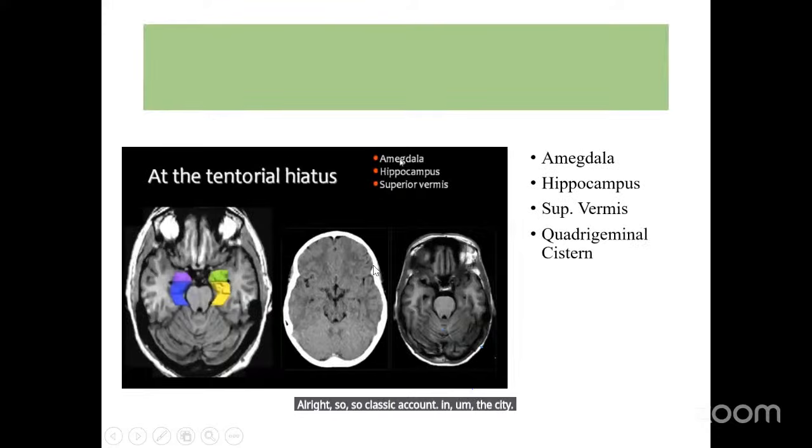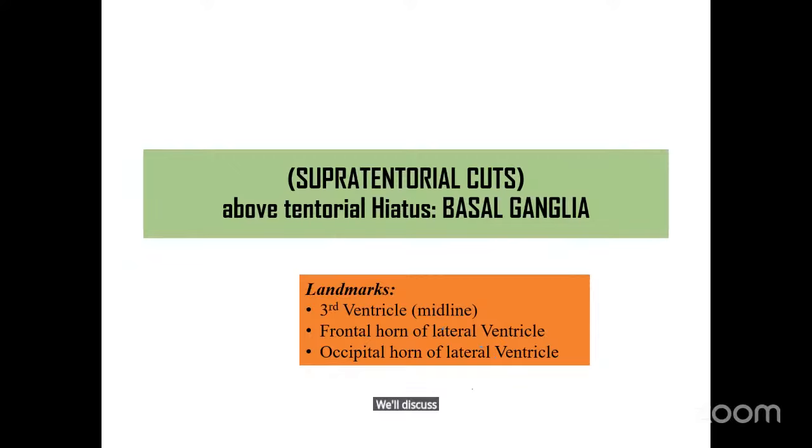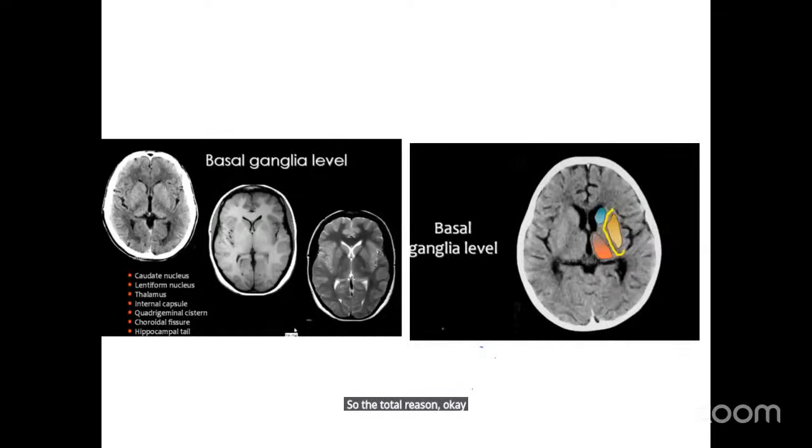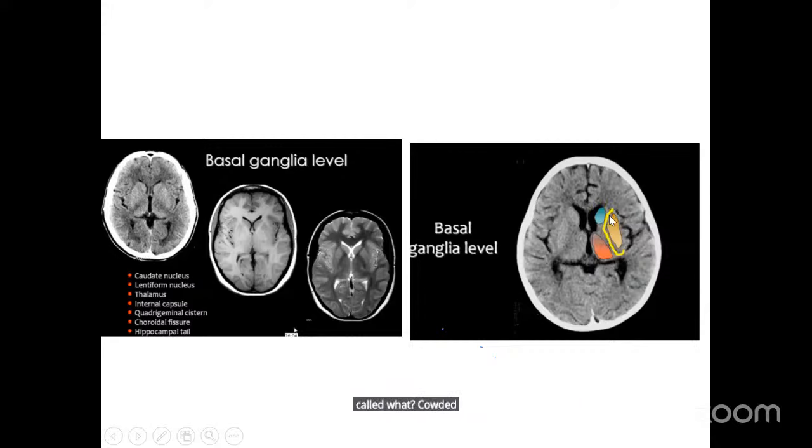We go up again, the tentorial hiatus. Interpeduncular cistern, we'll discuss it later. So we now go to the supratentorial region. So the level of the basal ganglia, this is what we discussed earlier, right? On the CT image, look at the basal ganglia level. Immediately beneath the lateral ventricle is the nucleus called what? Caudate nucleus, head of the caudate nucleus.